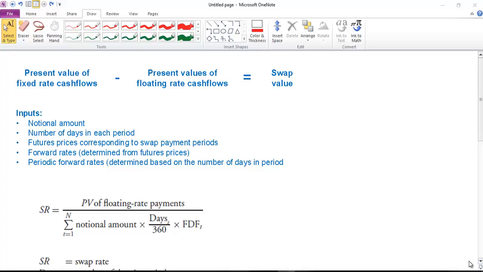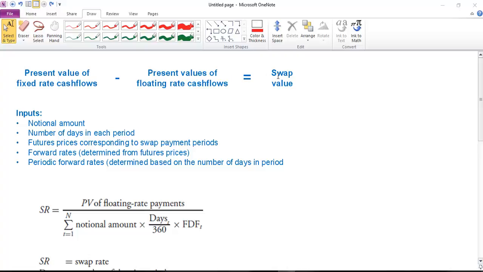So, first of all, to value a swap, it's necessary to determine the present value of the fixed rate payments and the present value of the floating rate payments. The difference between these two present values will be the value of the swap. As you can see, it's shown in this equation: present value of the fixed rate cash flows minus the present value of the floating rate cash flows equals the swap value.